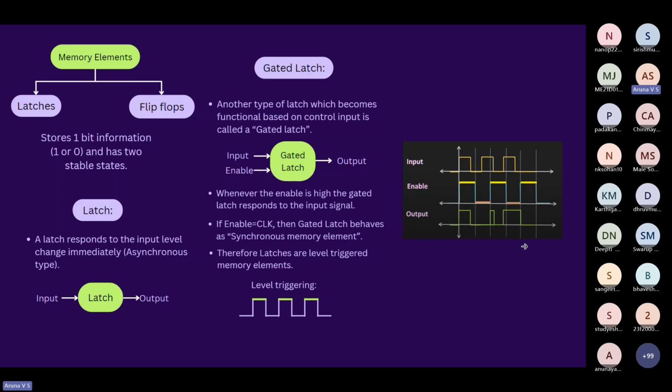We can see an example here. This is the input pulse, this is enable, and this is output. Whenever the enable is high, the input is taken and shown in the output. Whenever it is low, it retains its past state. And again, whenever the enable is high, the input is taken, and so on. So I think you got a fair idea about it.